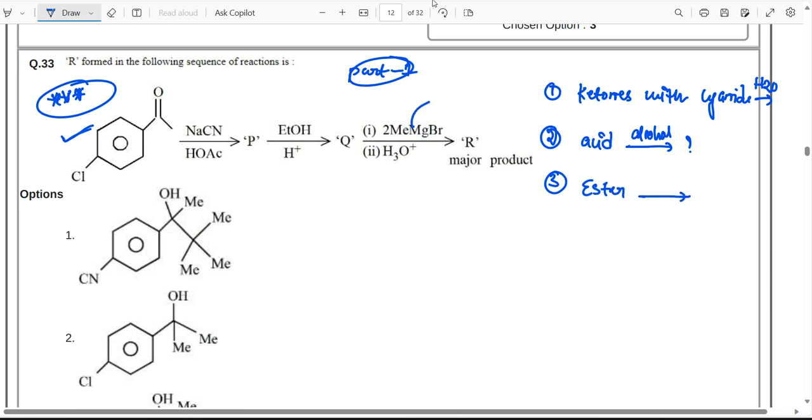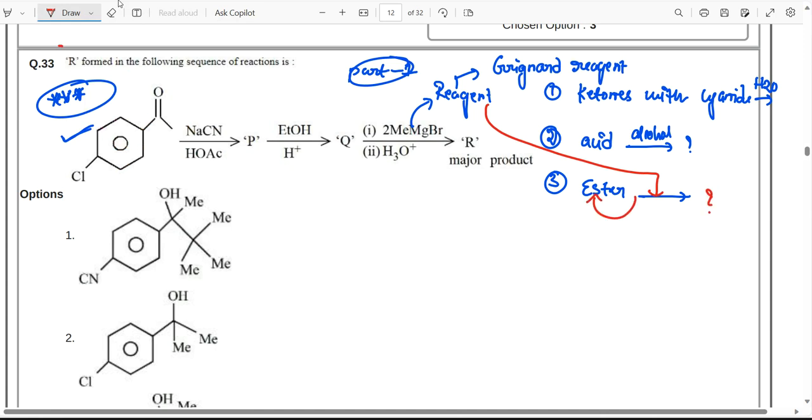Grignard reagent. This is one of the most important reagents in organic chemistry, the Grignard reagent. I hope you are aware of this Grignard reagent. What will happen when this Grignard reagent is reacted with esters? What will be the products?